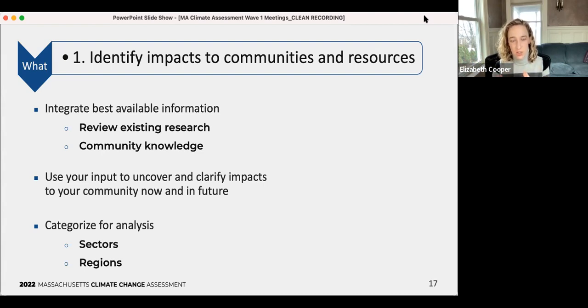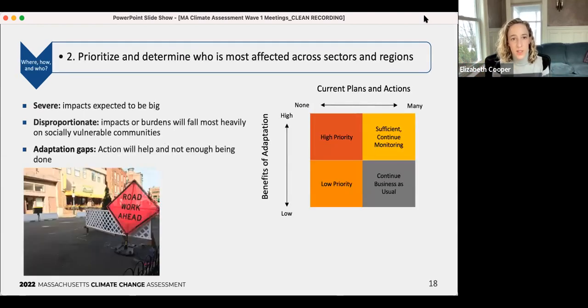And then, as Jackie mentioned, we'll be taking all of that input on climate impacts and categorizing it by sector and by region in order to aid the analysis. In the second phase, we'll be focused on prioritizing and determining who is most affected. And so we'll be taking that long list of climate impacts and elevating those by region and by sector that most need attention for future adaptation planning and action.